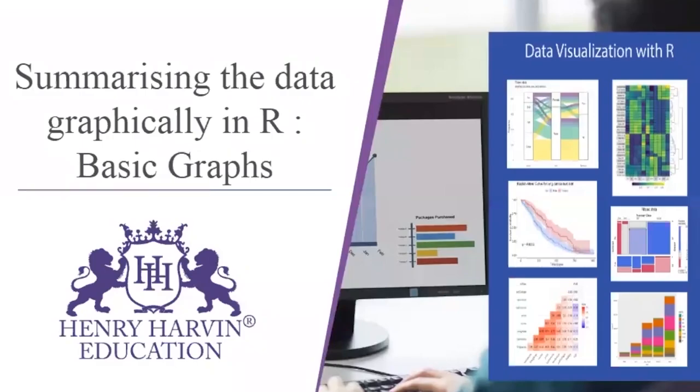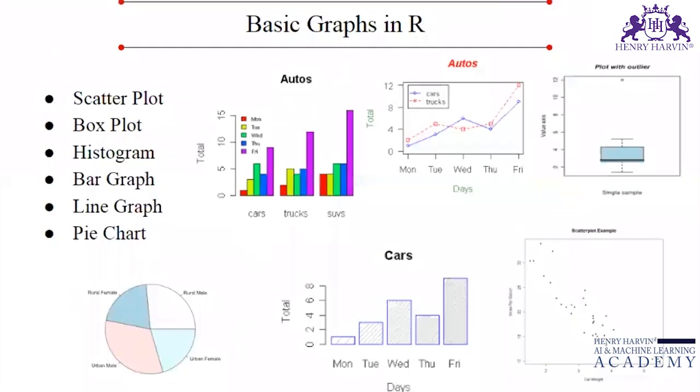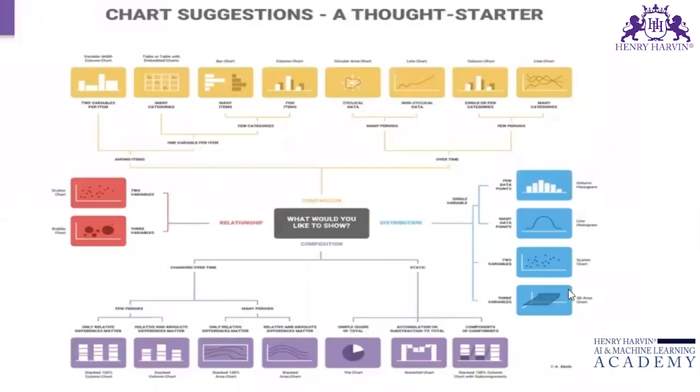Analyzing data using basic graphs in R. Some of the base graphs that are used in R are scatter plot, box plot, histogram, bar graph, line graph, and pie chart. Selection of graph depends upon what you would like to show through your graph. So if you want to compare the data, you can use different types of graph for that.